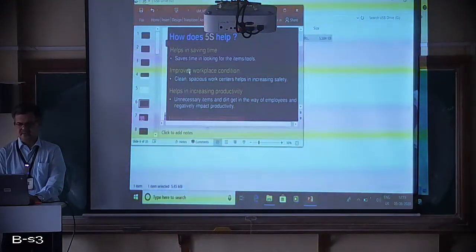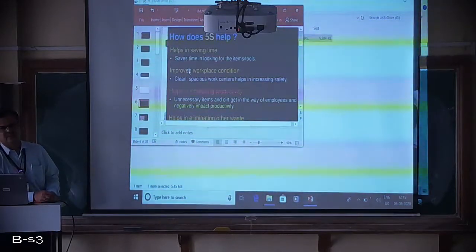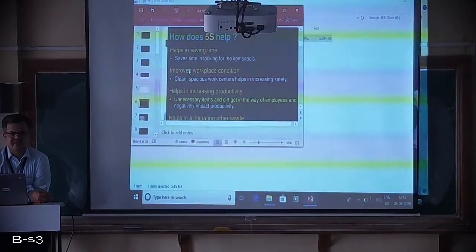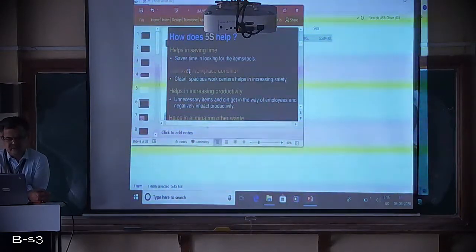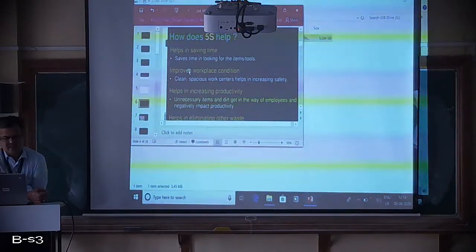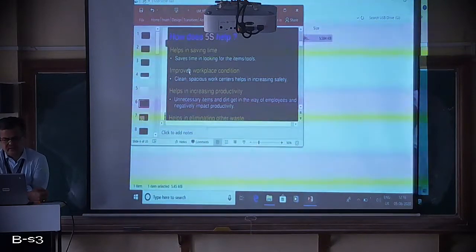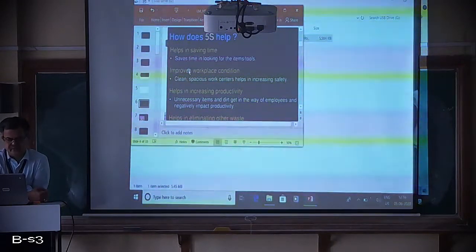Next, how does 5S help in improving the performance or eliminating waste? First, it helps in saving time, saving time looking for items or tools. Next, it improves workplace conditions: it keeps the workplace clean, provides a spacious work center, and helps in increasing safety.